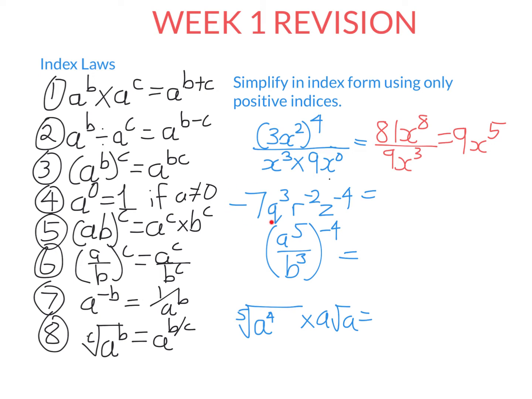All right, let's write this expression in index form using only positive indices. So this is a common mistake I see. People think that this minus 7 needs to go to the bottom. This negative 7 is a negative base. It doesn't have a negative index. It actually has a positive index. So everything with a positive index goes on top, and anything with a negative power, we're going to move to the bottom and write with a positive power. That is the final answer. We don't put negative 7 on the bottom.